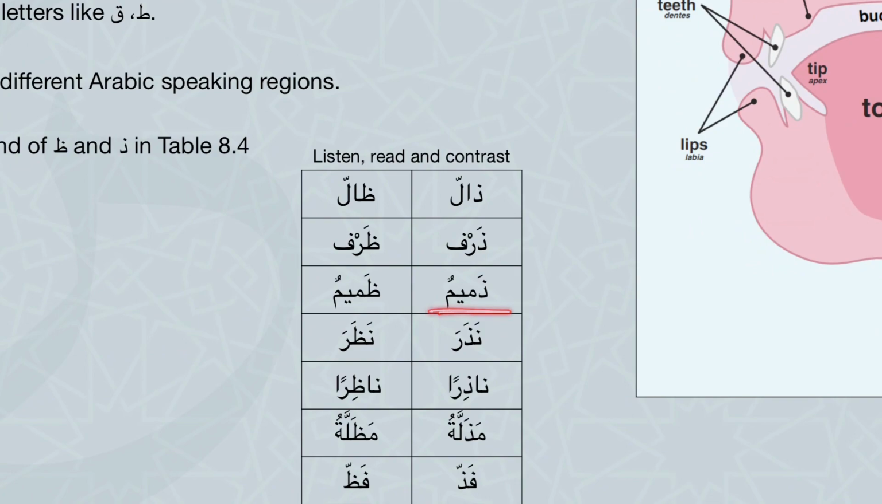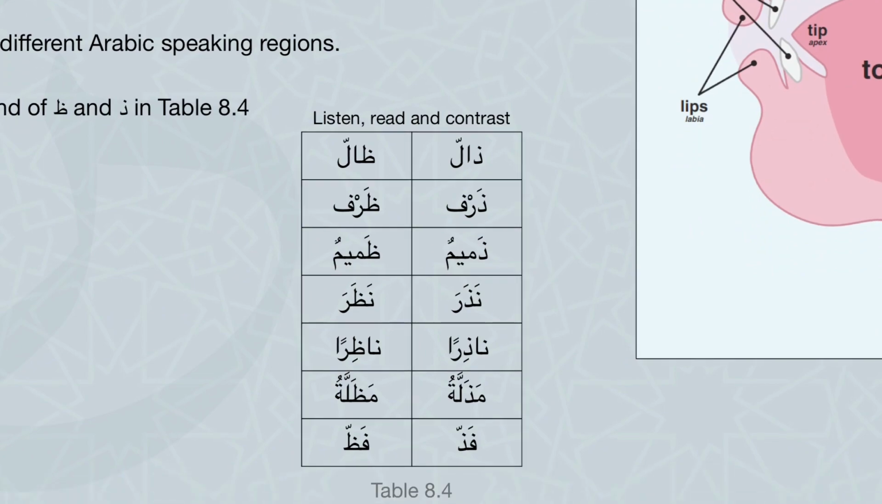This one is the has a fatha, the meme has a ya after it, so it's a long vowel kasra. So it's ذميم, ذميم. This one is ضميم, ضميم. This one is نذر, نذر, and نظر, نظر. He looked and he vowed.